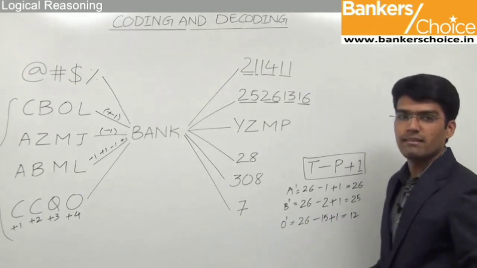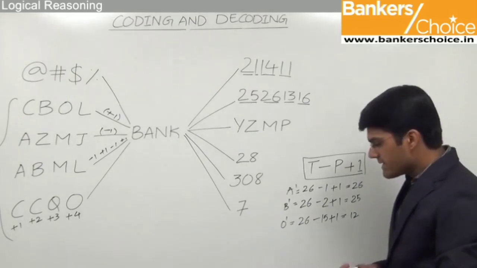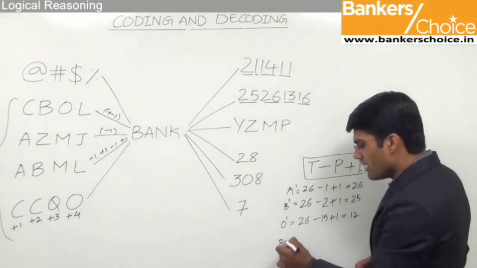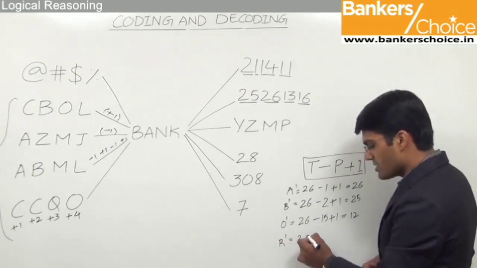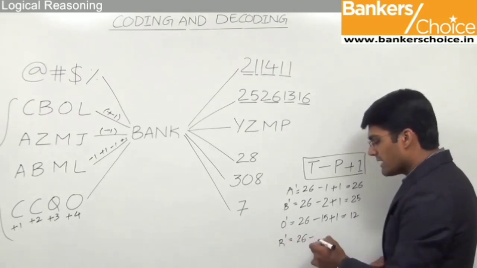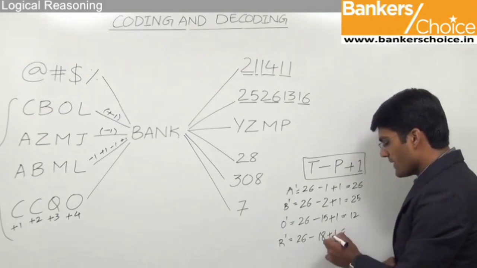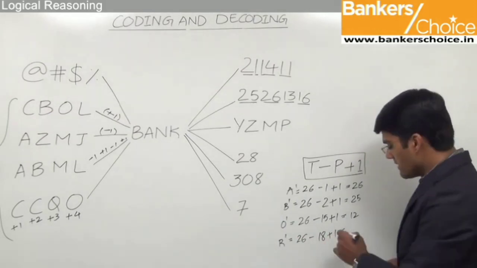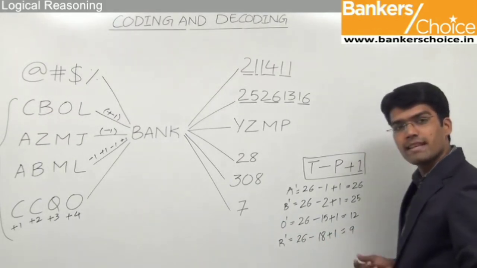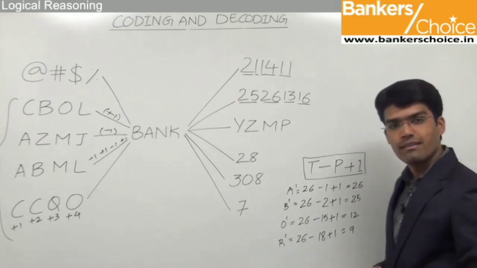So O will be 12th letter in the reverse alphabetical order. Let us take another example, the position of R in the reverse direction. So it can be taken as 26 minus, the letter R is 18th in the alphabetical order, plus 1. So 26 minus 18 is 8, plus 1 gives you 9.